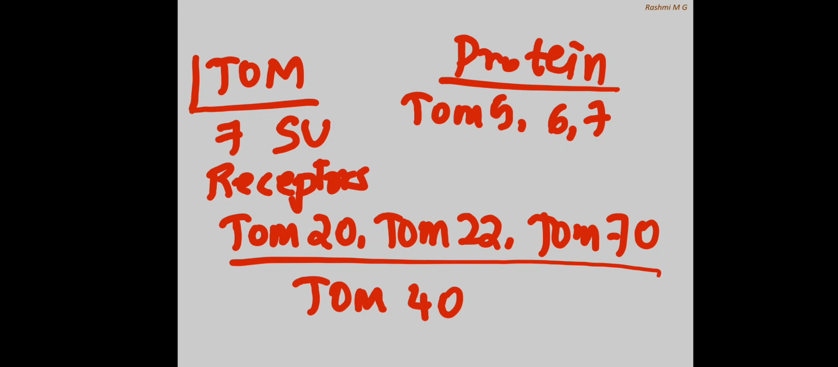So what does this Tom complex contain? It contains 7 subunits and it contains receptors. The receptors are Tom 20, 22, 70. These are the components of the receptor which recognize the precursor protein and transfer them to the central component, the channel forming Tom 40. And it also contains Tom 5, Tom 6, Tom 7, involved in the assembly and dynamics of the Tom. So this was about the Tom complex. Let us now learn about the Tim complex.